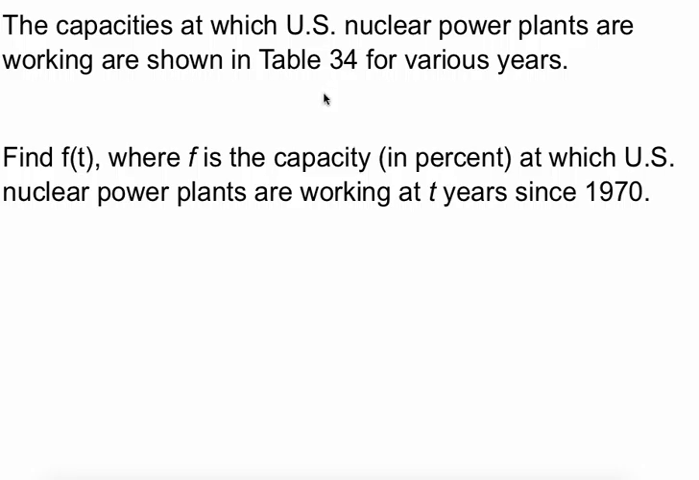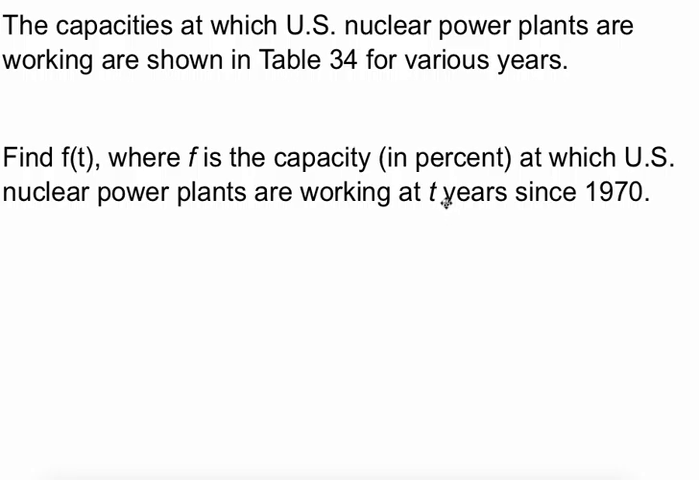The problem states the capacities at which U.S. nuclear power plants are working are shown in Table 34 for various years. In 1975, 56% of the plants were working at capacity. At capacity means they're working as hard as they can. So 56% of the nuclear power plants in America were working at their full capacity. They give us an entire data set and they say find F of t, where F is the capacity in percent at which U.S. nuclear power plants are working at t years since 1970.